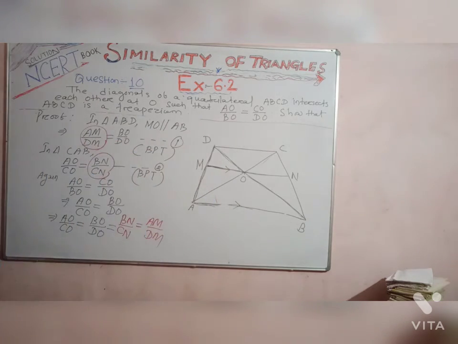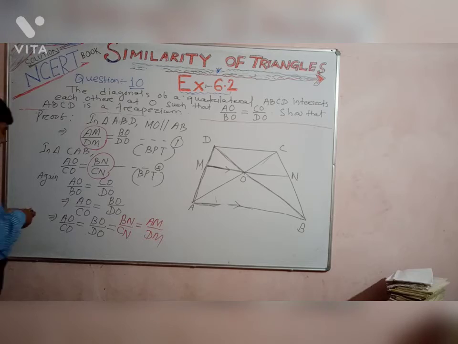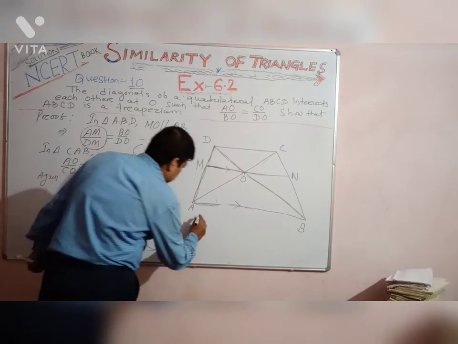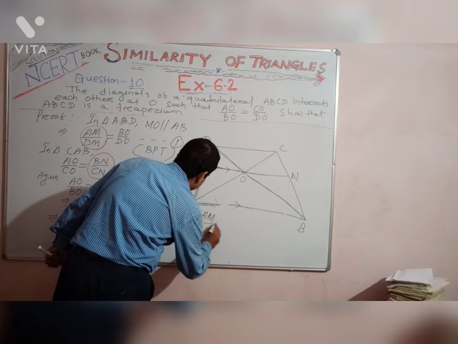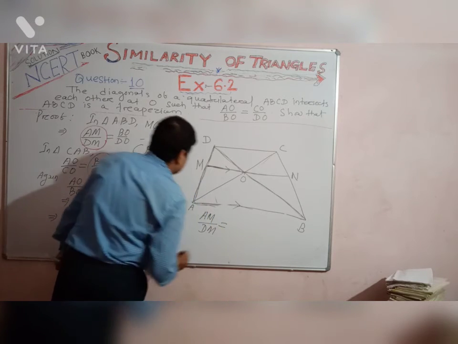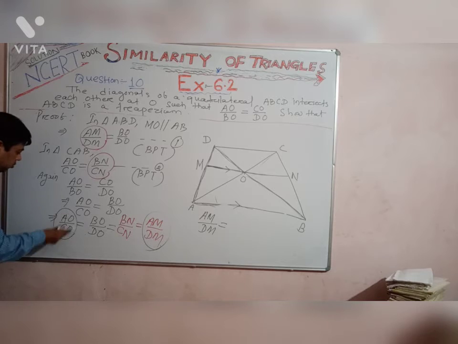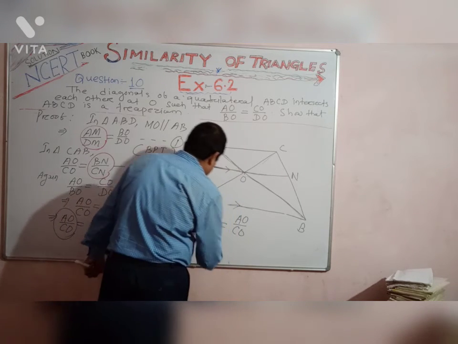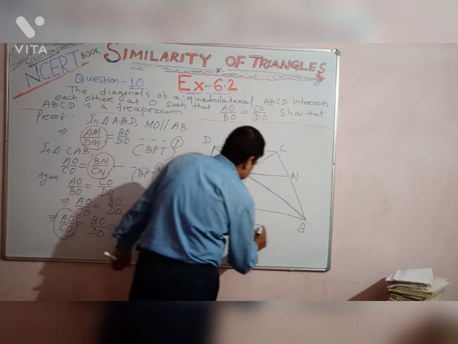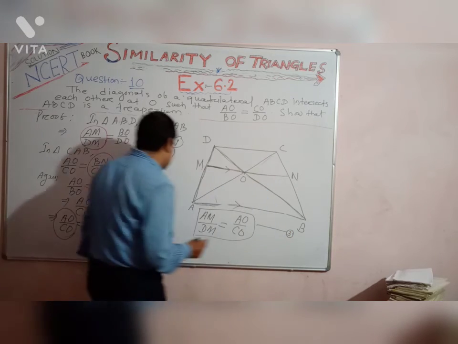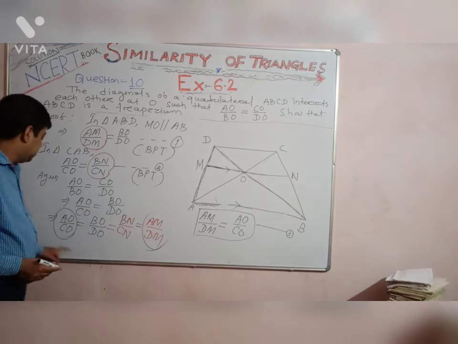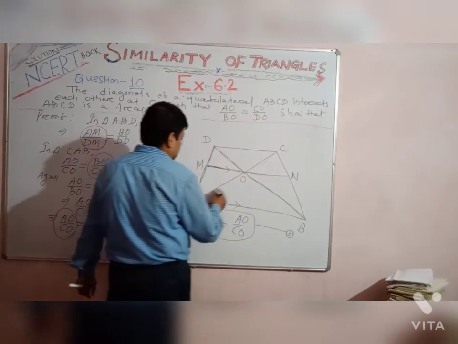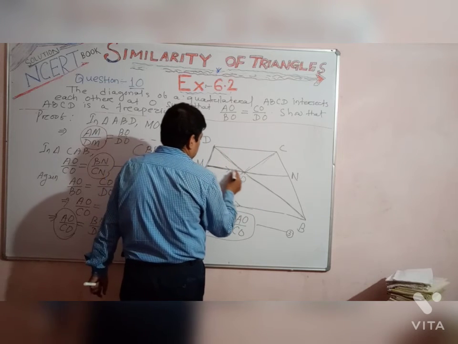Look here, closely observe. From this you see AM upon DM is equal to AO upon CO. You can get another point also from the previous statement. You can write AM upon DM is equal to AO upon CO. Right? Now you see the triangle ACD.